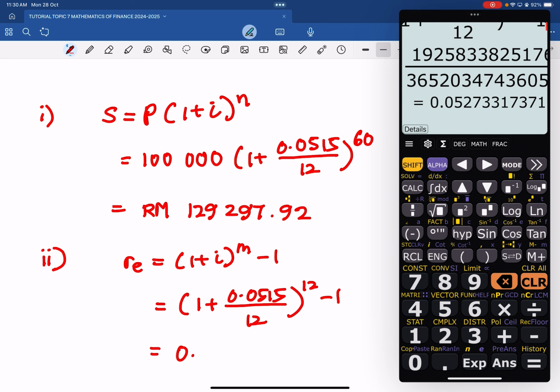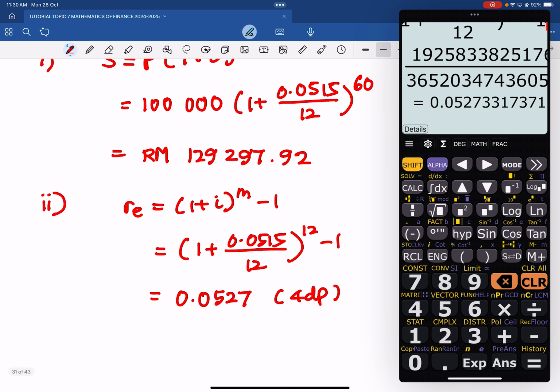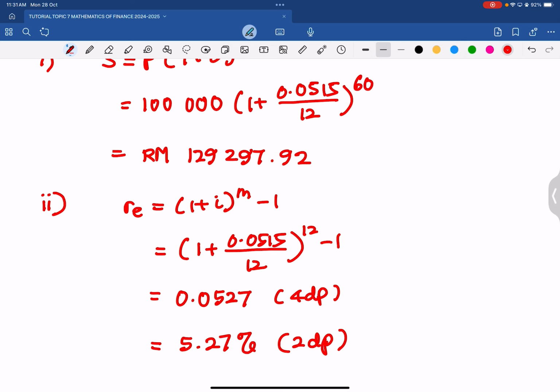I put 4 decimal places first: 0.0527. Then later you convert into 2 decimal places, 5.27%. If you don't want to, it's okay to skip the 4 decimal places. As long as it is written in percentage with a minimum of 2 decimal places. Number 2. Any questions?